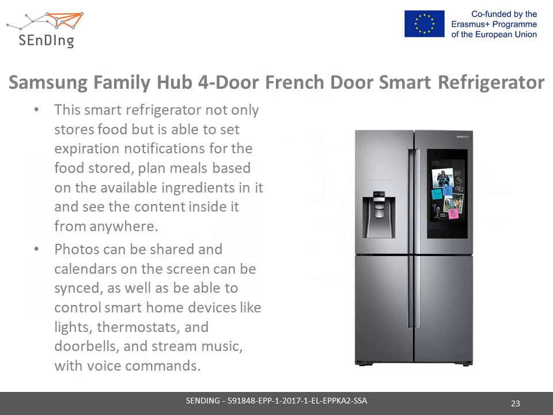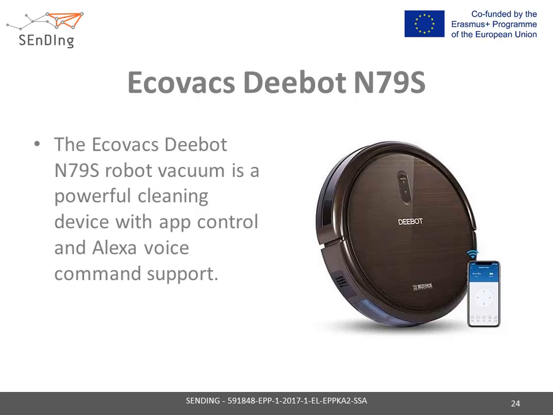This smart refrigerator not only stores food but is able to set expiration notifications for the food stored, plan meals based on the available ingredients in it, and show the content inside it from anywhere. Photos can be shared and calendars on the screen can be synced, and it can control smart home devices like lights, thermostats, and doorbells, and stream music, with voice commands.